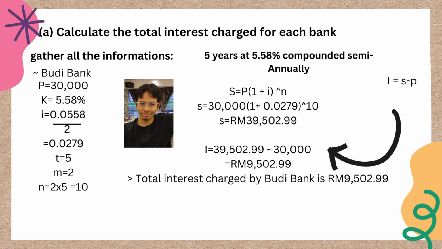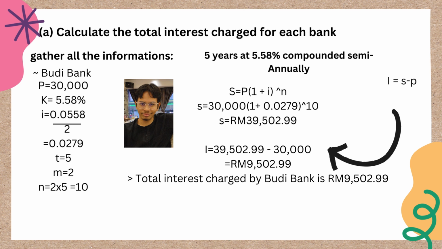Hello everyone. So in this group project, I'm going to solve case study 1, where the character named Zaharil Omar needs to decide between two banks for a 30,000 loan over 5 years. Let's dive into the details and figure out which bank offers the better deal.